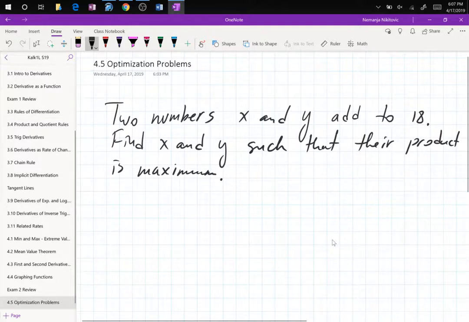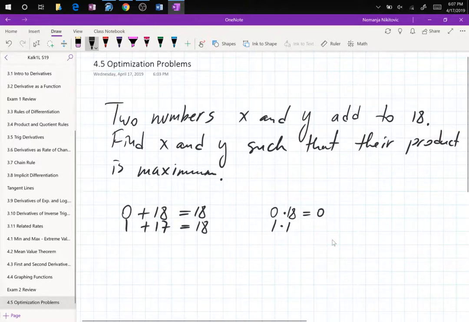All right. So would we agree that if I add number 0 to number 18, we're going to get 18? We'll just make a guess. So if I add 0 plus 18, I will get 18. Now, what's 0 times 18? 0. All right. Can we come up with another combination of numbers that adds to 18? The next natural would be 1 plus 17, which is also 18. And now 1 times 17 is 17. Well, that's better, right? It's bigger than 0.